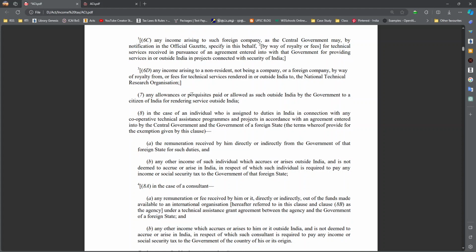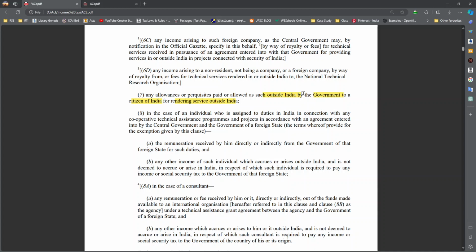Seven. Any allowance or perquisites paid or allowed as such outside India by the government to a citizen of India for rendering service outside India. So who is paying? India. To whom is it paying? A citizen of India. Where is it paying? Outside India. Why? For rendering service outside India. So the Indian government is paying an Indian citizen for service to be rendered outside India. Then such allowance and perquisites, only allowances and perquisites, are not taxable.